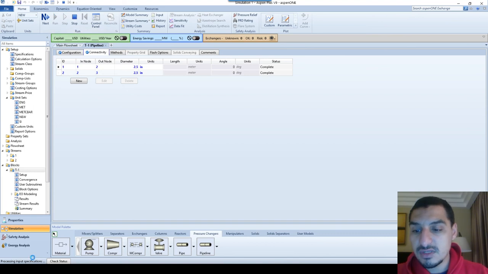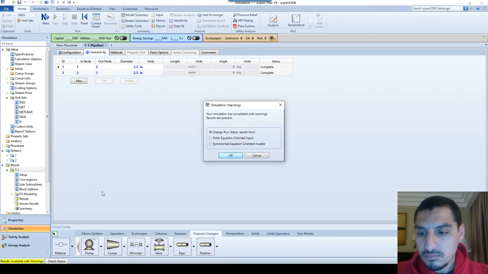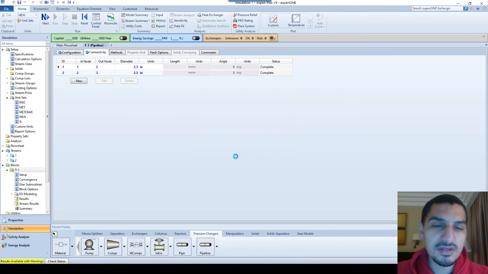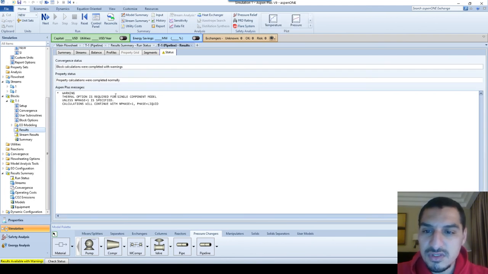And now it's processing the input specifications. For the first time, it takes some time to get all the calculations done, and this is what we are waiting for now. We will see that there is an error, and this is kind of weird because we haven't done anything, just one simple unit. And if you open the warning, you'd see that the thermal option is required for single component model unless number of phases equals 1 is specified.